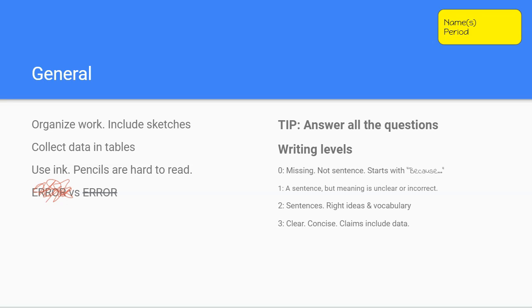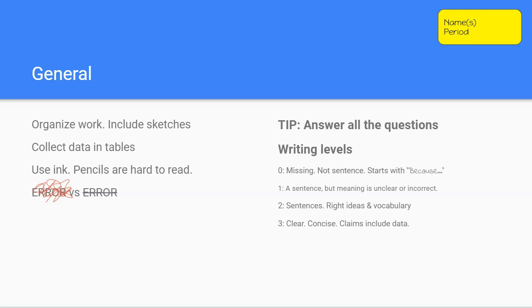Then on writing levels, we talked about this a little bit in class, but I basically use a real simple 3-level writing score. So 0, you didn't answer it, or you put a single word, it's not a sentence, or it starts with the word because, and that means I'm going to have to go read the question before I read your answer. Your answers should stand alone without the question next to it.